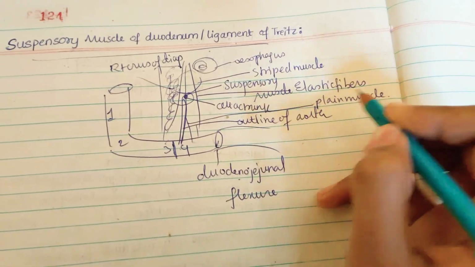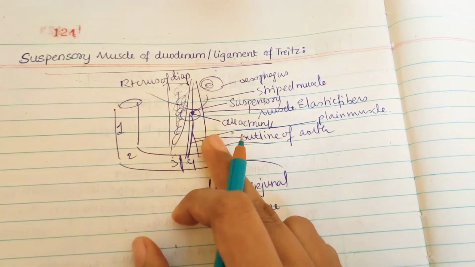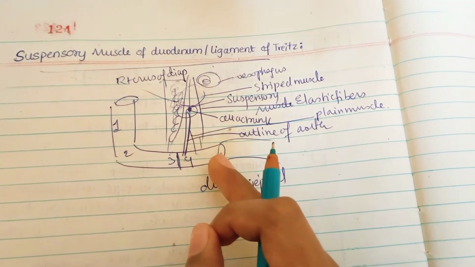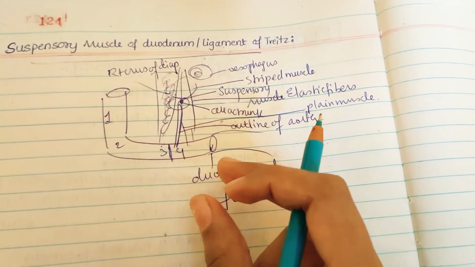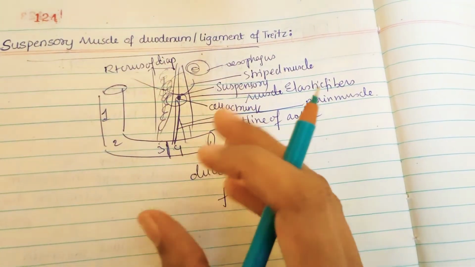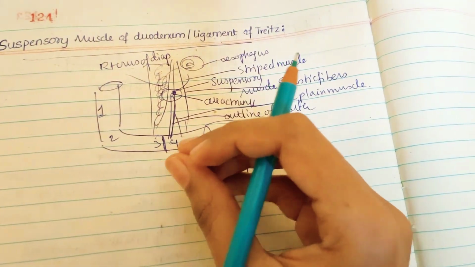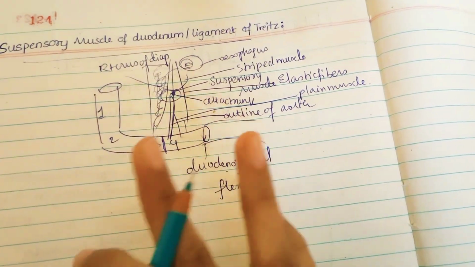Now normally, during its contraction it increases the angle of the duodenojejunal flexure, and its relaxation may narrow the angle of the flexure, causing partial obstruction of the gut. So whenever it is contracting, this will get dilated more. Whenever it is relaxed, it will lead to obstruction of this duodenojejunal flexure.